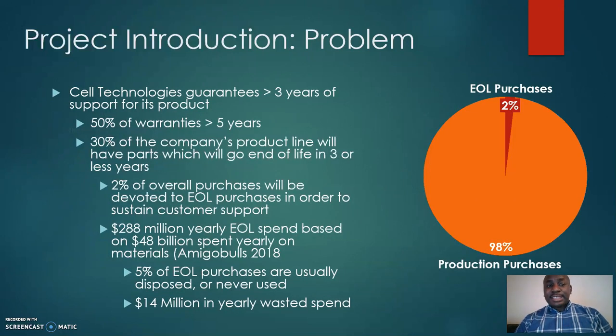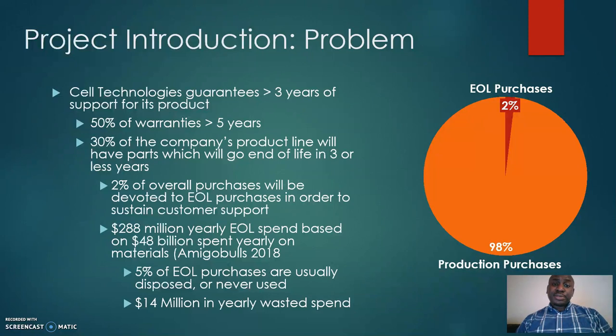Now, at Cell Technologies, we currently guarantee our customers 3 years of support for our products. And for 50% of our products, we actually guarantee our customers from 5 years and up to 7 to 9 years of warranty for our servers and for our storage units. Well, this means that 30% of our company's product line will have parts in them which will go end of life in 3 or less years.